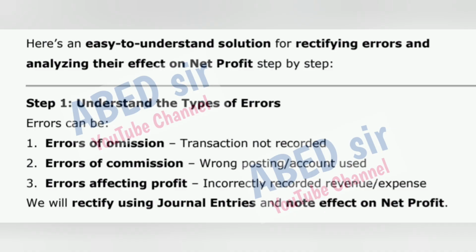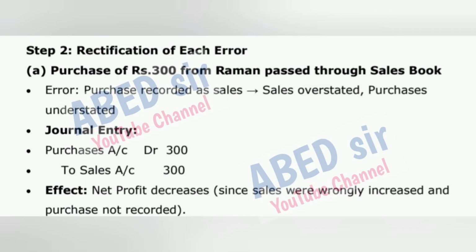Errors can be: 1. Errors of omission, transaction not recorded. 2. Errors of commission, wrong posting, wrong account used. 3. Errors affecting profit, incorrectly recorded revenue or expense. We will rectify using journal entries and note the effect on net profit. Step 2. Rectification of each error.